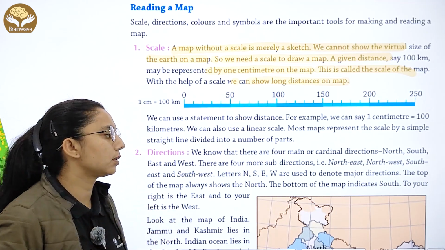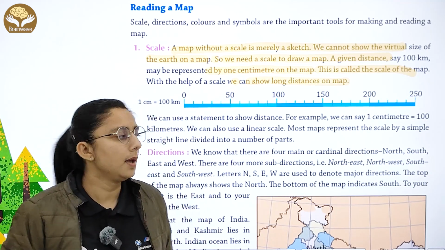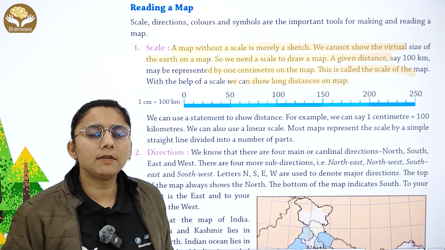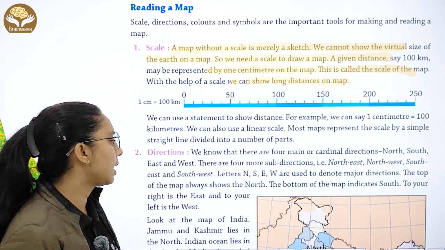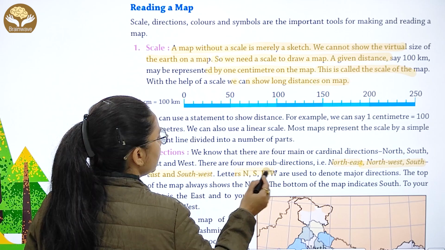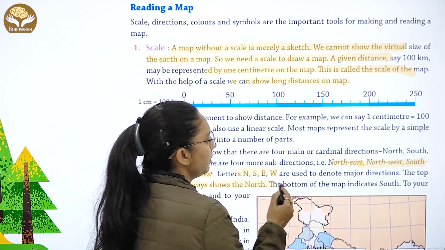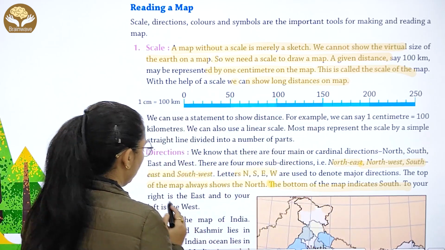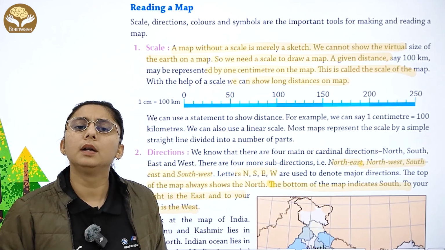Then we have direction. Basically, here we have 4 cardinal directions: north, south, east, west. And we have some sub-directions also: northeast, northwest, southeast and southwest. We denote it with letters NSEW, and the top of the map always shows north, and the bottom of the map indicates south. To your right is the east, and to your left is the west.